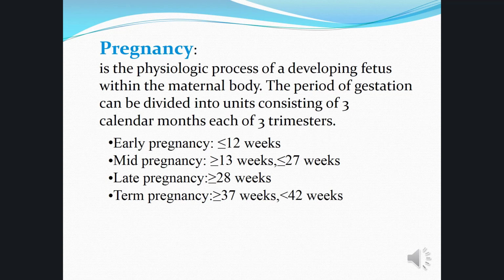Early pregnancy: equal or less than 12 weeks. Mid pregnancy: from 13 weeks to 27 weeks. Late pregnancy: equal or more than 28 weeks. Term pregnancy: from 37 weeks to 42 weeks.